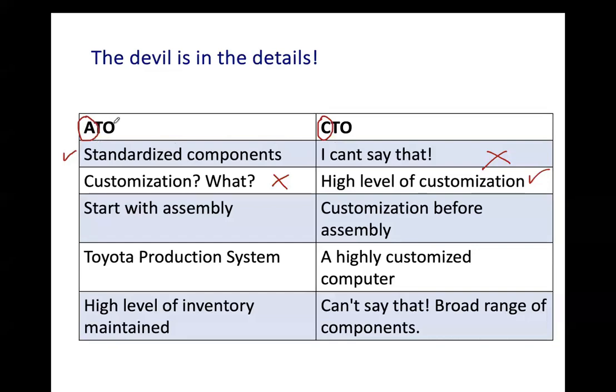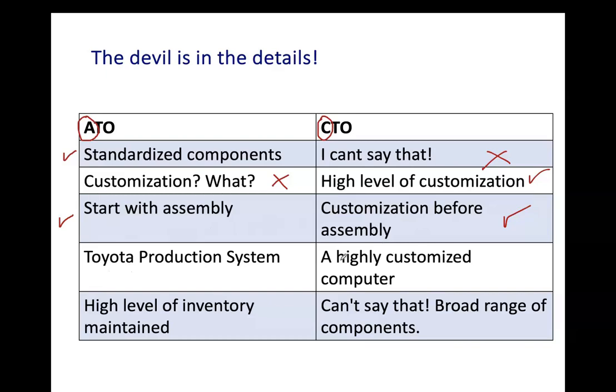Then in assemble to order, or ATO, everything starts with assembly. As the name shows, assemble to order means you have standardized components and every time an order is received, you start assembling. So the manufacturing or lead time starts from assembly. But in CTO, that's configure to order, it starts from customization before assembly. So when an order is received, first of all, because every order is different, you may need manufacturing, and after manufacturing, assembly would start. An example of assemble to order is the Toyota production system. An example of configure to order is a highly customized computer.